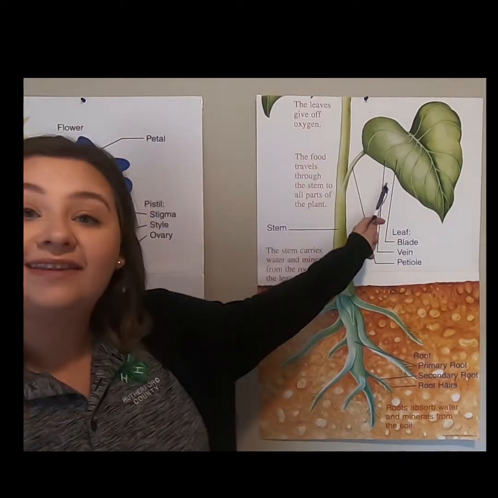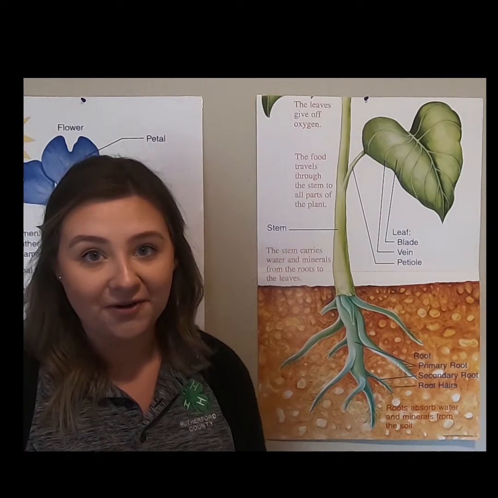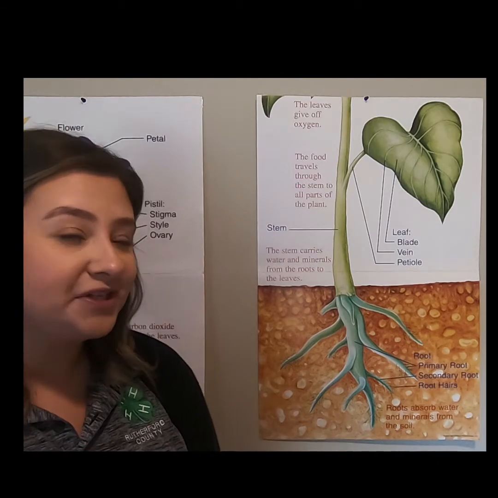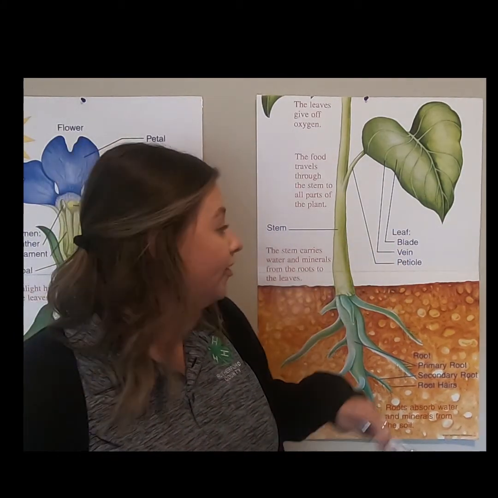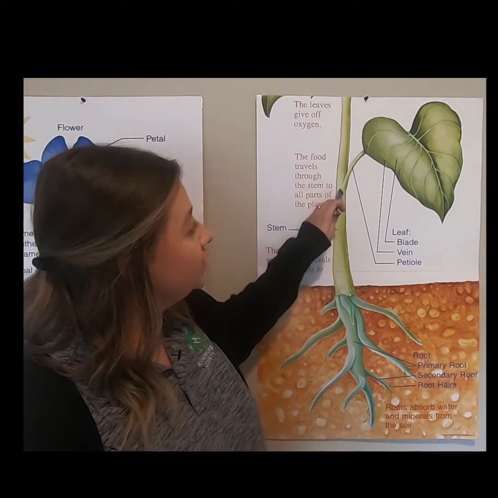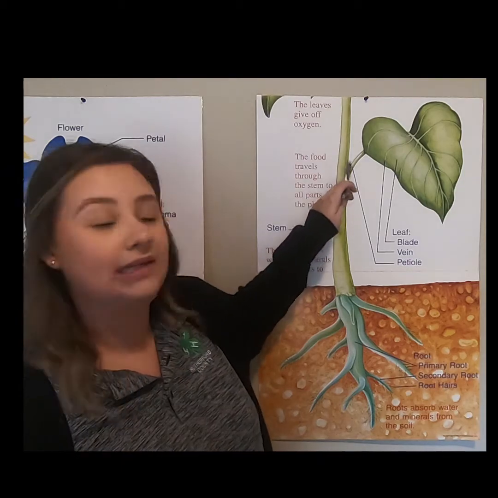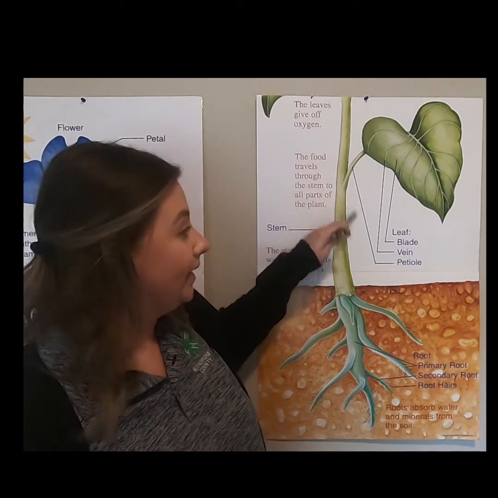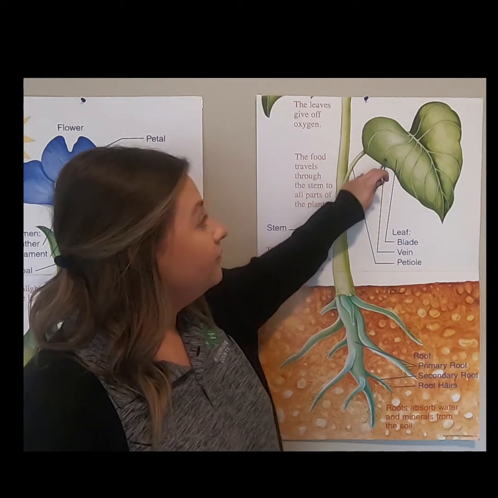Then we also have a leaf. We all know that plants usually have leaves, and if you're drawing or coloring your flowers, you probably add a leaf to it. So the leaf includes three different parts. We have our petiole, which is like its own little stem. It's what attaches the leaf to the stem here. Then we have the leaf blade, and then we have the leaf veins.